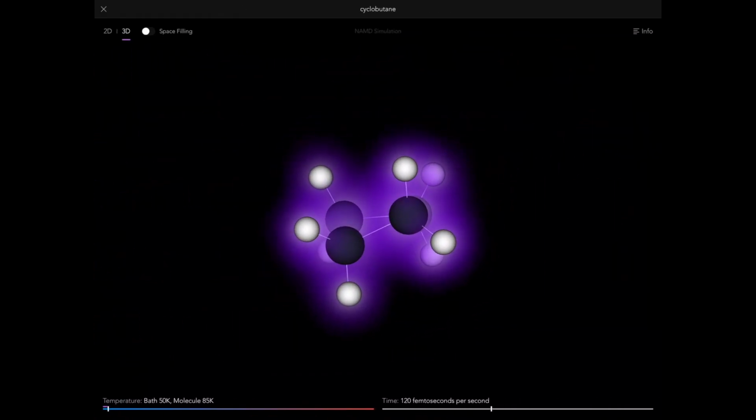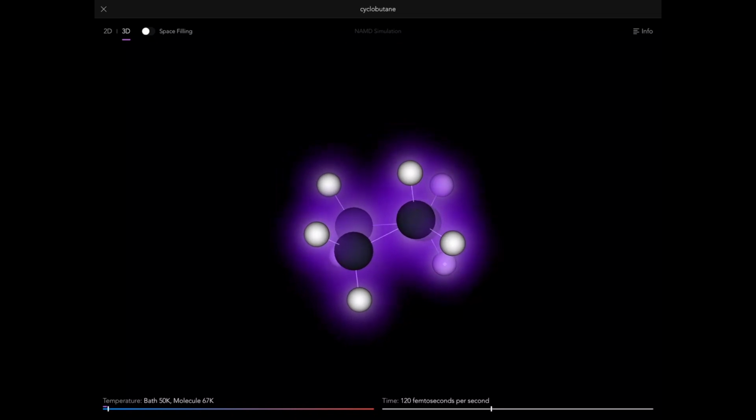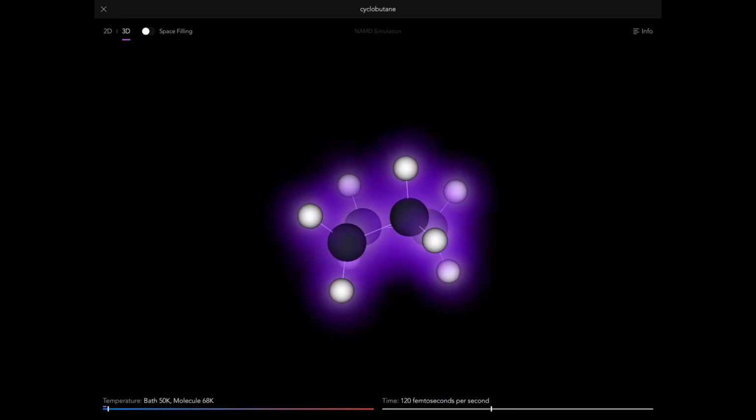So, do you see how that's not a perfect square? Do you see how one of those atoms is out of the plane, distorted out of the plane?